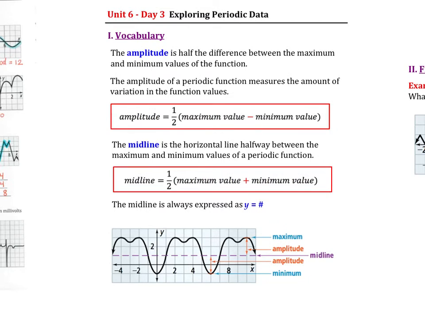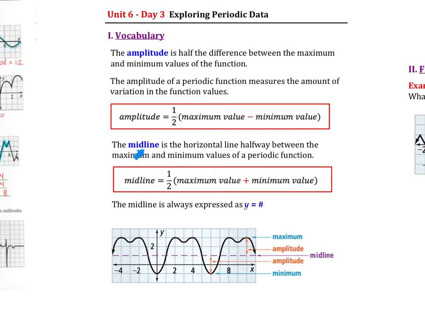New term for today is amplitude. Now the amplitude is going to be half the difference between the max and the min. I like to think of it using something called the midline, we'll get to that in just a second. If you're a formula fan, if you want to calculate the amplitude, you're going to take 1/2 times the difference of your high point minus your low point. 1/2 of that big difference.